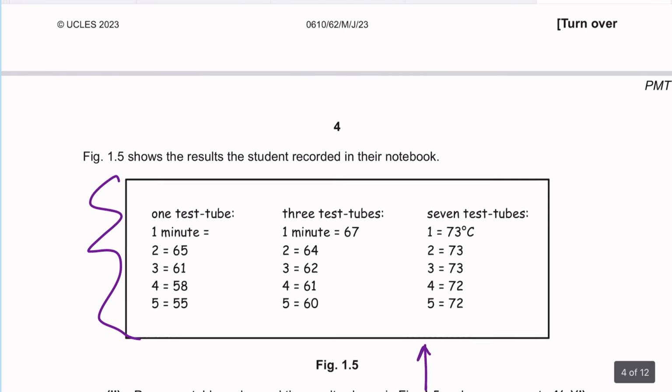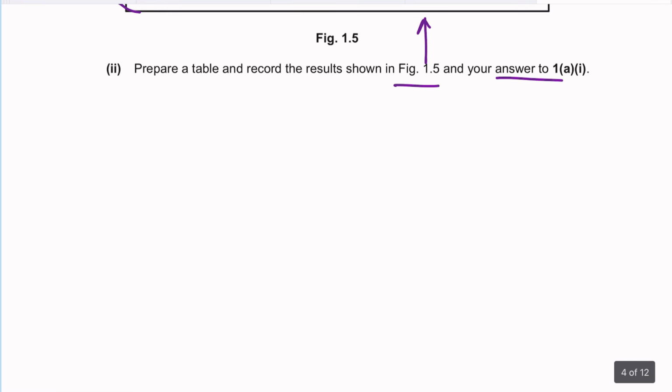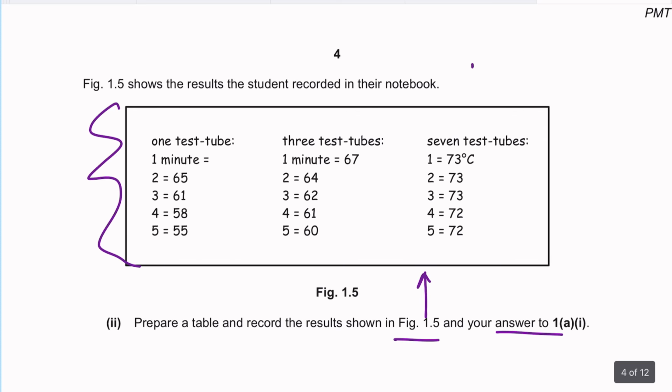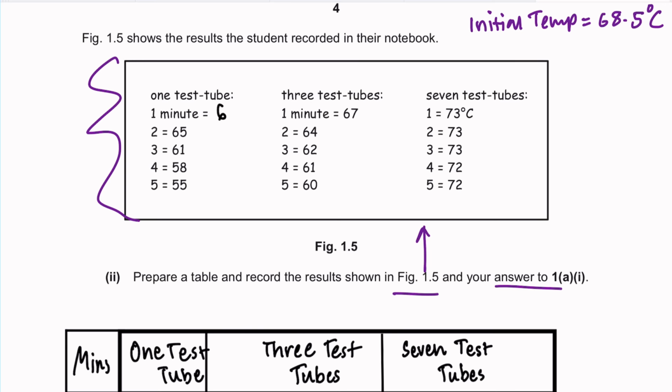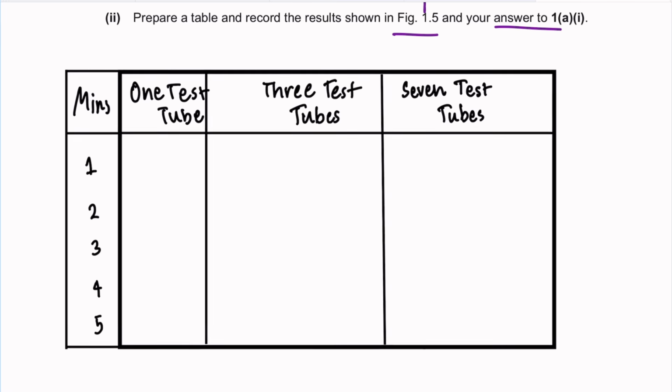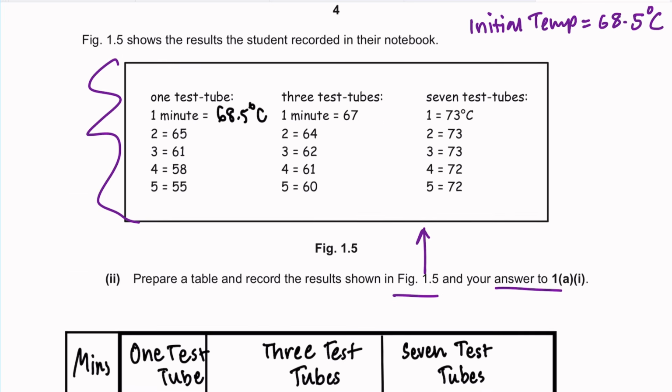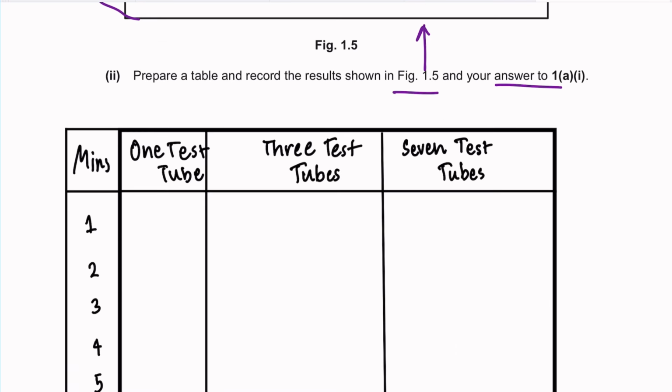So we know the temperature was 68.5. So let's just write the initial temperature, 68.5 degrees Celsius. Alright, so this is 68.5 here, and that's what we need to add. So this is how it should look approximately. So the first test tube was 68.5.